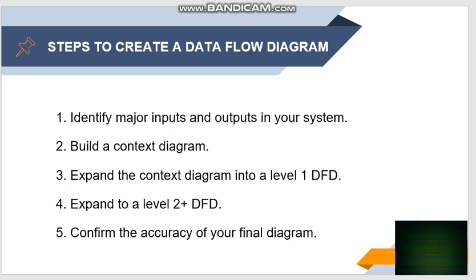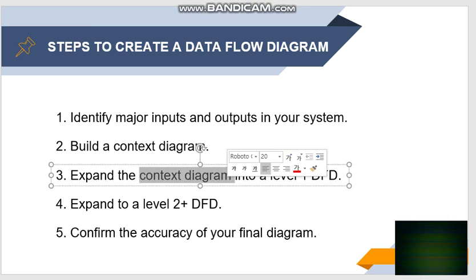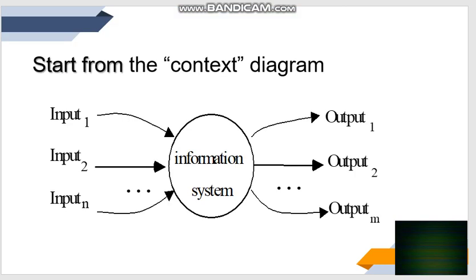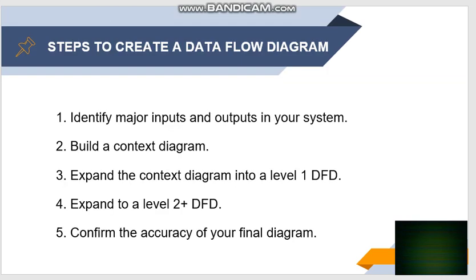Third step is to expand the context diagram into a level 1 DFD. Since the single process node of your context diagram doesn't provide much information, you need to break it down into sub-processes. Level 1 is the general view, but it is more detailed than a context diagram.